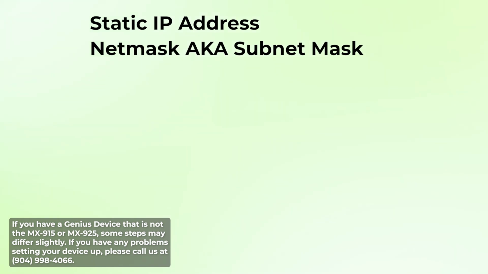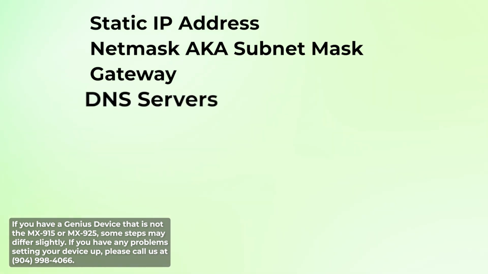You will need an available static IP address on your network, the net mask, called the subnet mask in the command line interface of the workstation that will be using the Genius device, the gateway of the workstation that will be using the Genius device, and the DNS servers of the workstation that will be using the Genius device.